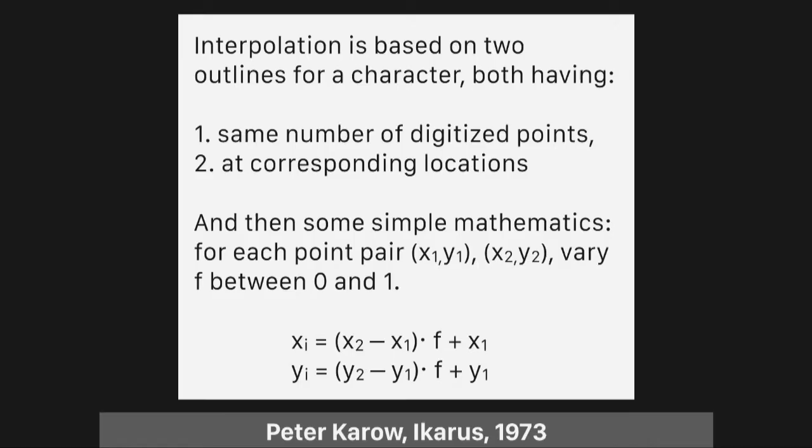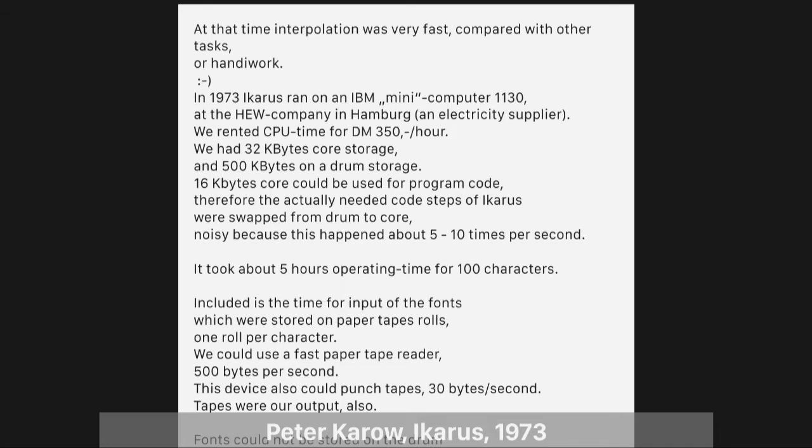Now, I'm not sure if it actually shipped in 1973, but the concept was there, and this is the well-known interpolation equation down there at the bottom. You need a set of compatible points, and you move your x between x1 and x2 according to a parameter f. Everyone with a bit of maths can see what's going on there. He sent me this email with some things that were going on. It was run on an IBM minicomputer. CPU cost 350 Deutschmarks per hour, 32 kilobytes of storage. So that's the memory, 500K you could actually store. Only 16K for your program.